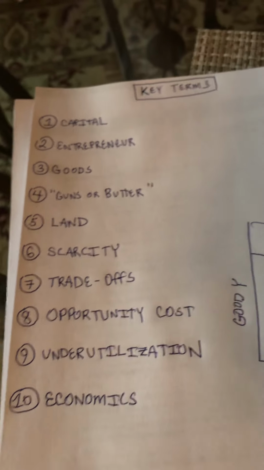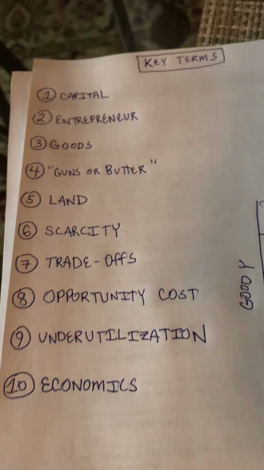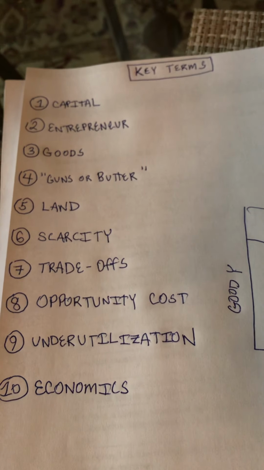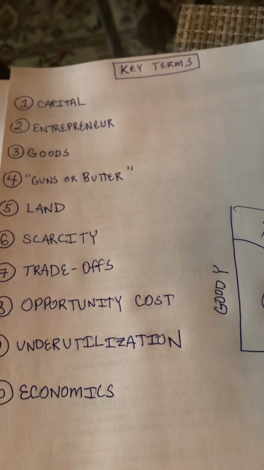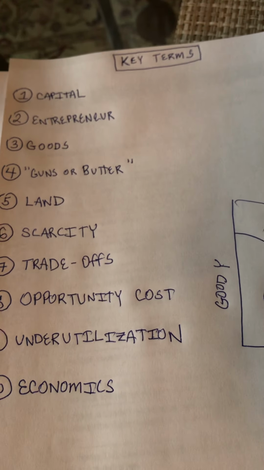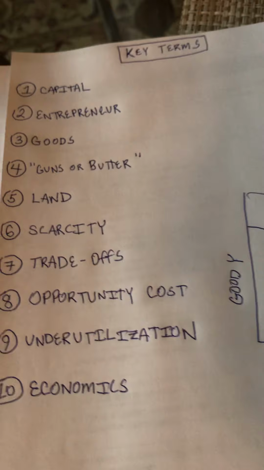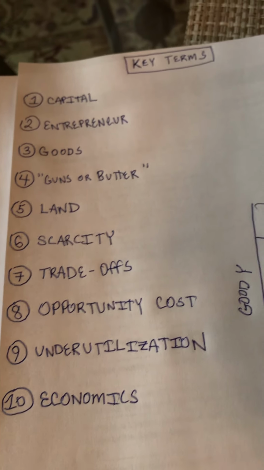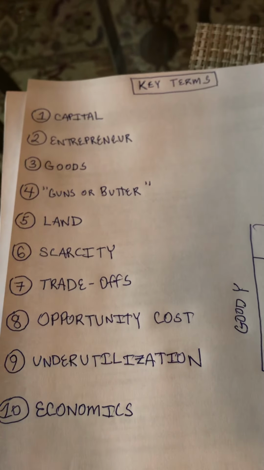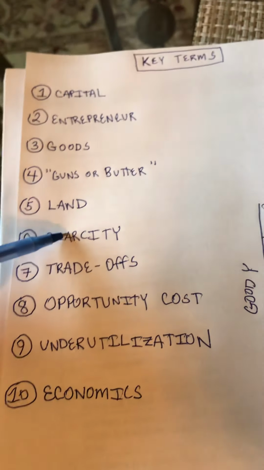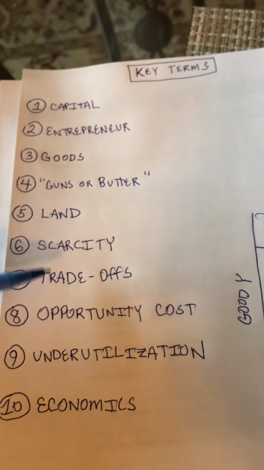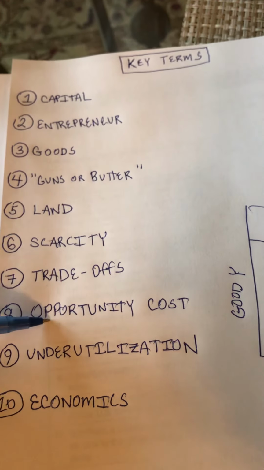And last of all, we have economics. Economics is the study of choice that people and society make. And those choices might involve buying, selling, saving, spending, investing, etc. Economics, let's remember, is studying the choices that we have to make based on scarcity and what we think the trade-offs and opportunity costs will be.